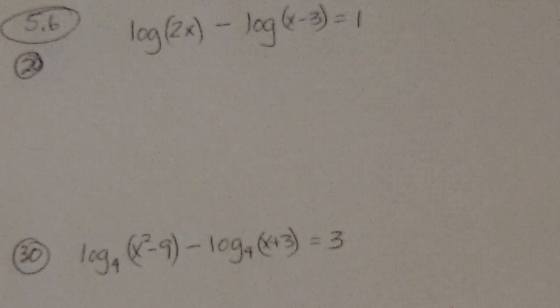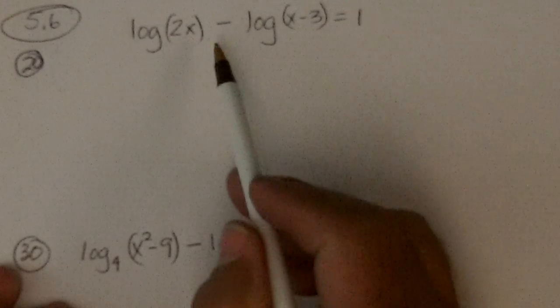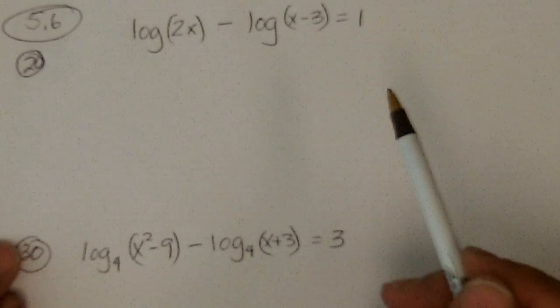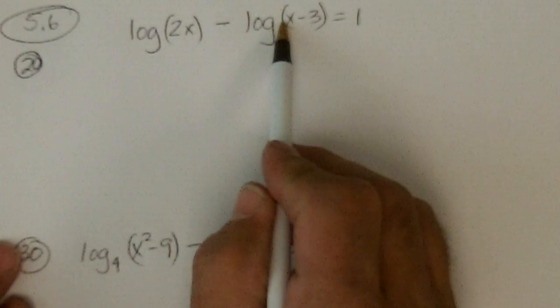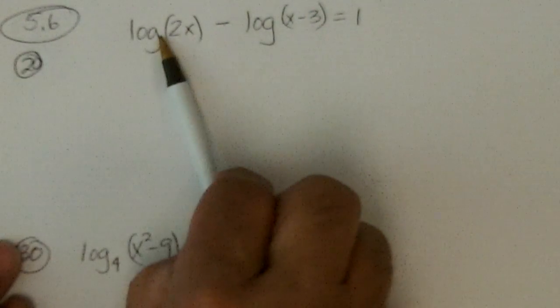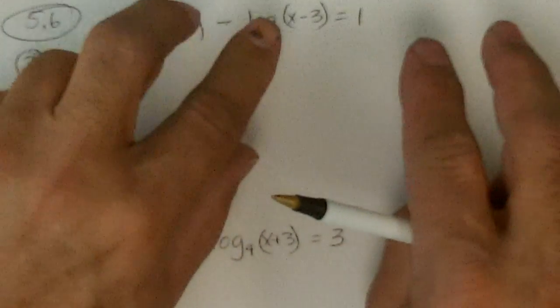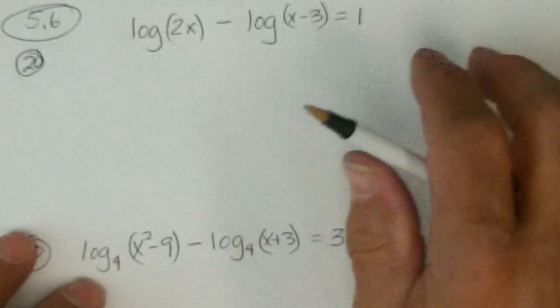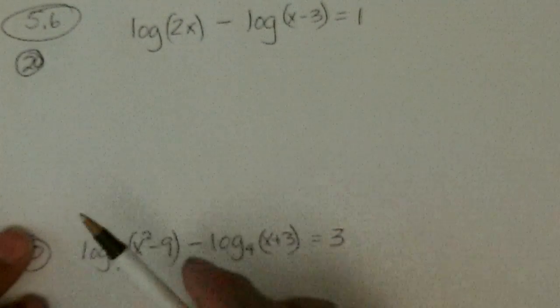All right, section 5.6. Number 20 says solve this. So we have subtraction of logs, and we got just a number over here. Now if it was logs equal a log, if we could get it to a single log equal a single log, the arguments would have to equal. But if it's here, we're probably going to change it back to a power equation.